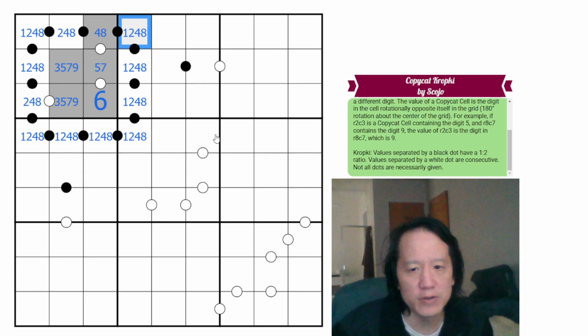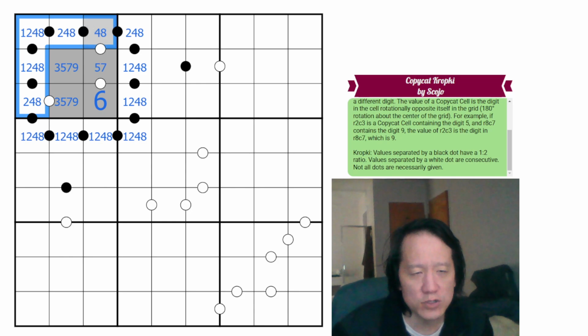Which means this can't be 1, because it has to be in a 1 to 2 ratio with 4 or 8. So either this is 1 and this is 2 and 2, or this is 1 and this is 2 and 2. Okay, so let's look at what each one of those means.